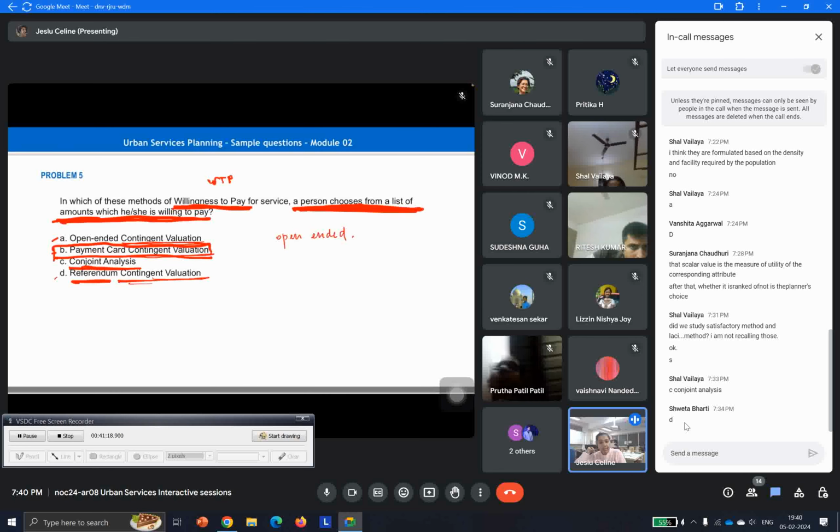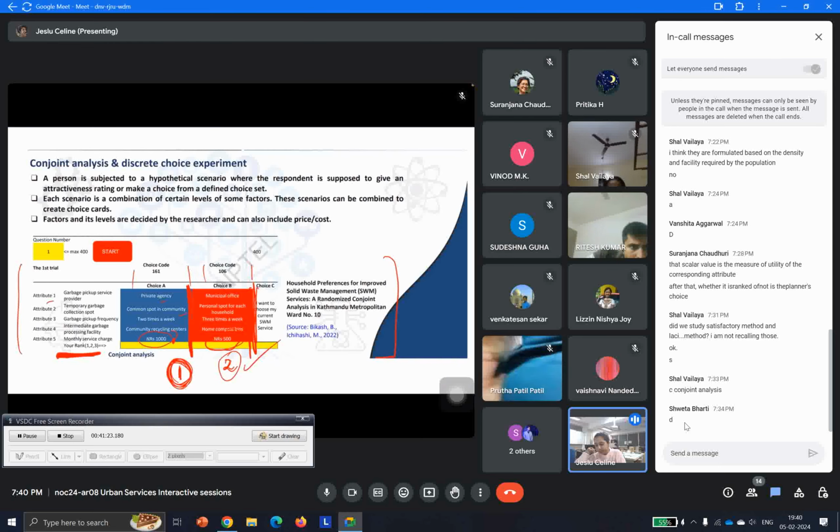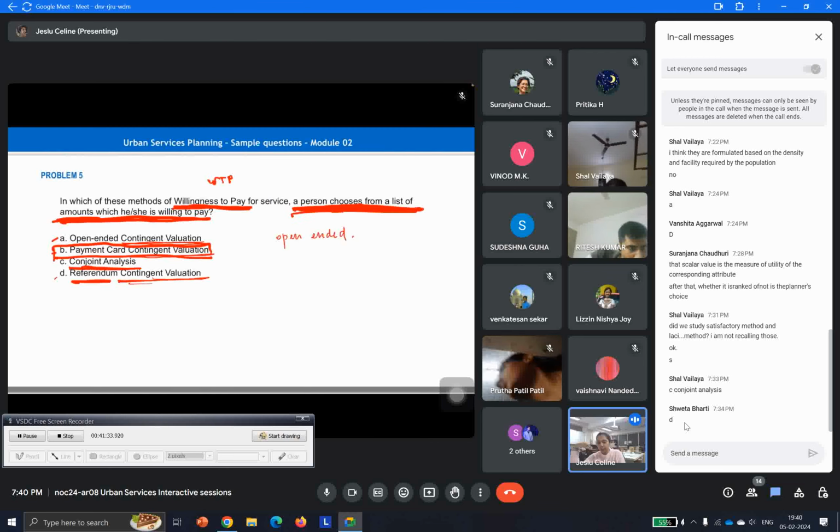In conjoint analysis, yes, you have certain choices with certain attributes which are given, but eventually they're not asked directly for their willingness to pay for that, but they are asked to rank it based on certain attributes which are given. But here in the question, we are not talking about any attributes. We are only talking about a list of amounts. That is a list of values which are given, and that is what is given in the payment card valuation.